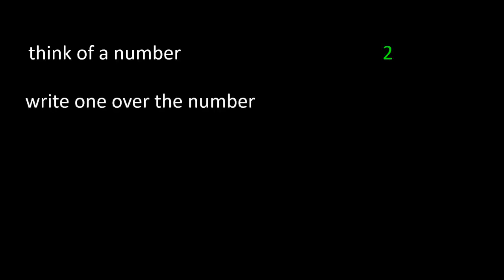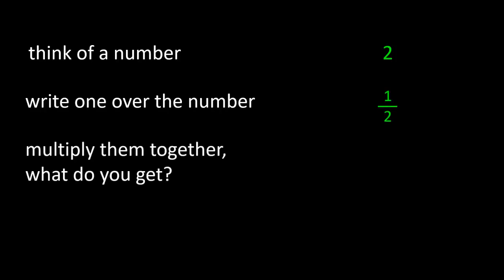What are we going to start with? Right, just think of a number. Now was it 2? Well, maybe not. Okay, well let's just pretend it was 2. Let's write 1 over that number. So 1 over 2 is a half. Now what do you get if you multiply 2 times a half? You get 1. Okay, not very remarkable, but there we go.